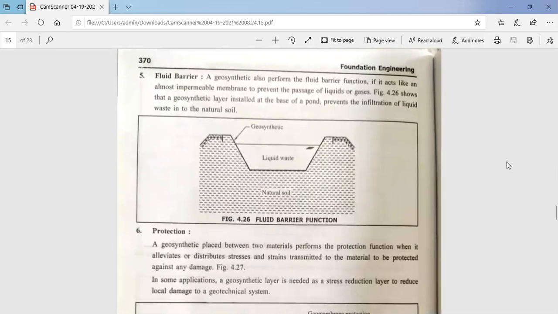Next is fluid barrier. A geosynthetic also performs the fluid barrier function if it acts like an almost impermeable membrane to prevent the passage of liquid or gases. This figure shows a geosynthetic layer installed at the base of the pond, which prevents the infiltration of liquid waste into the natural soils.